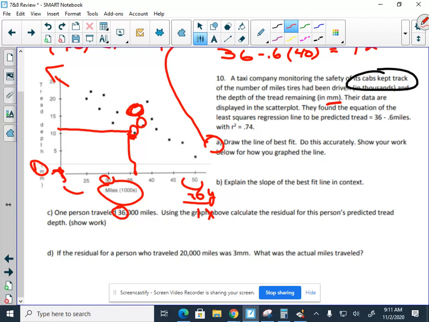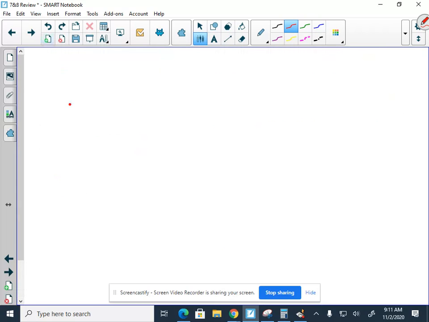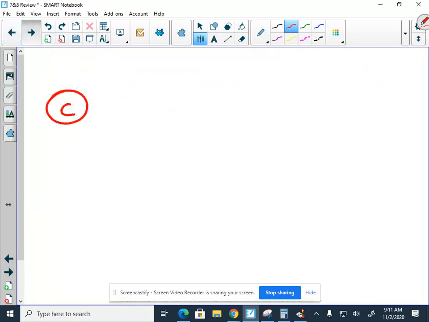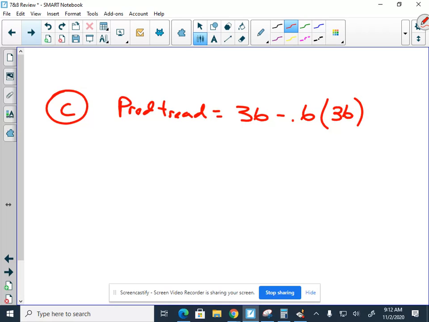So now we take our equation. What is it, tread depth again? What's y? Predicted tread. Predicted tread equals 36 minus 0.6 times, and we're going to put in that value. It's 36,000, but we put in 36.